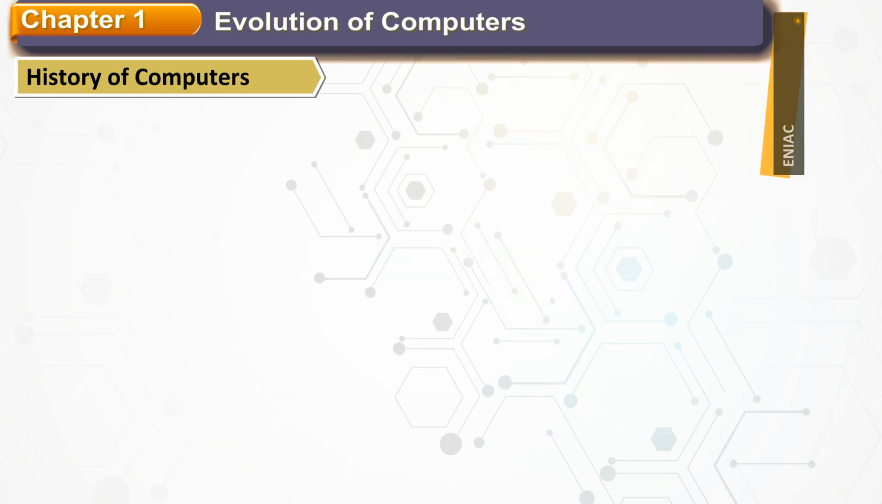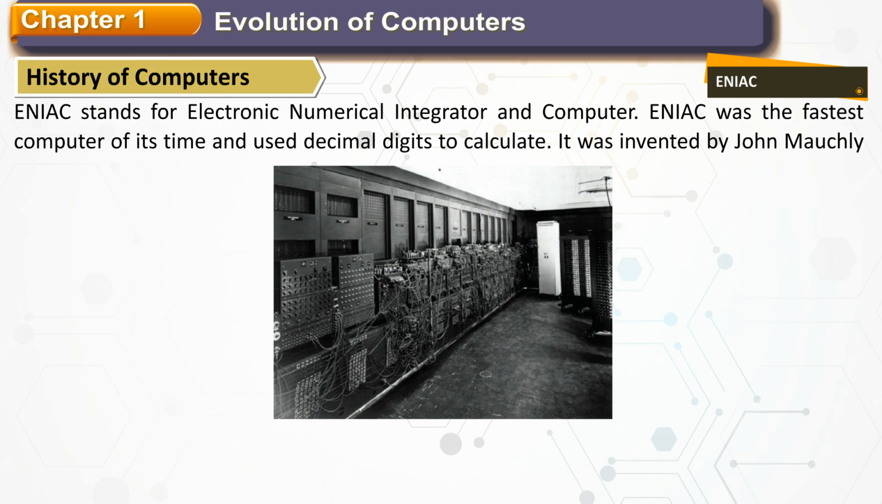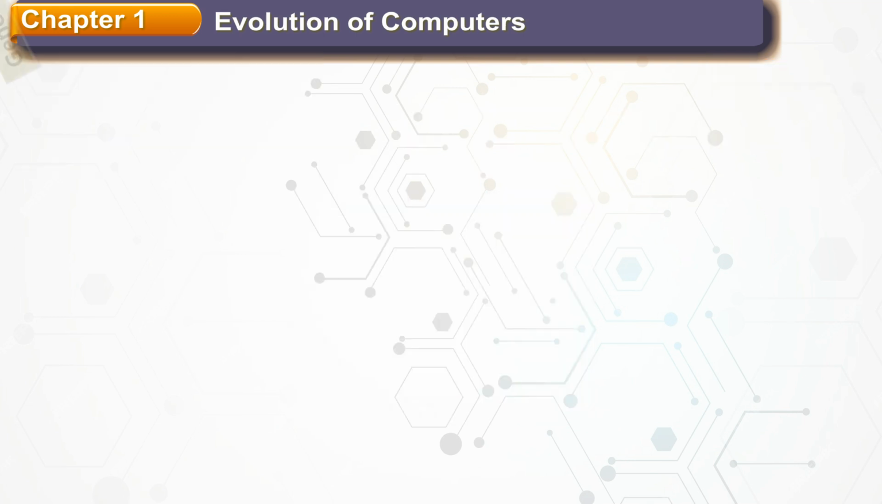ENIAC. ENIAC stands for Electronic Numerical Integrator and Computer. ENIAC was the fastest computer of its time and used decimal digits to calculate. It was invented by John Mauchly and J. Presper Eckert. It was the first electromechanical device.